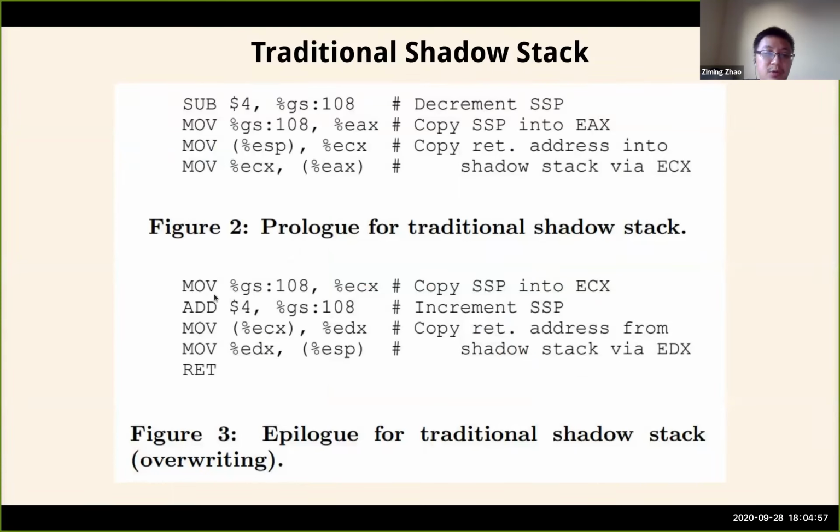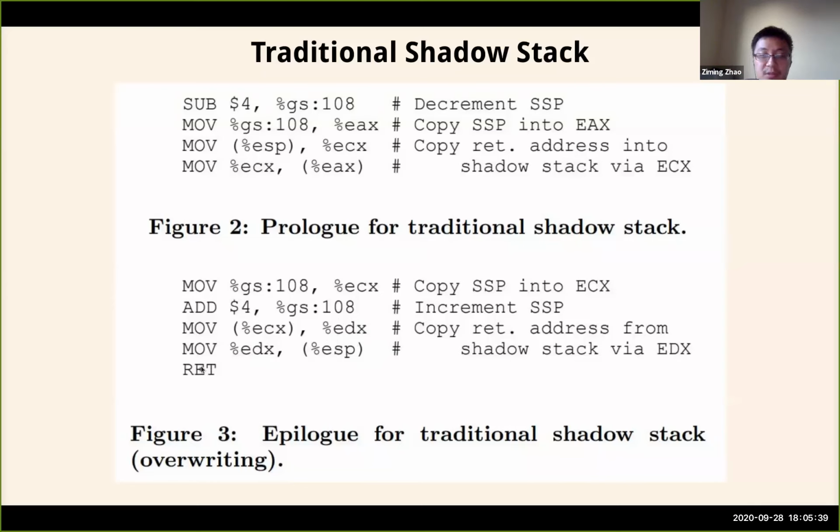So first, we move the shadow stack pointer to ECX. Then we add 4 to the shadow stack pointer, so increment that. Then we move the return address on the shadow stack to EDX. So EDX right now has the return address from the shadow stack. Then we move that return address from the shadow stack to where ESP points to. So we override. We don't really care if the value ESP points to right now is overwritten. We don't care. We just override it again.